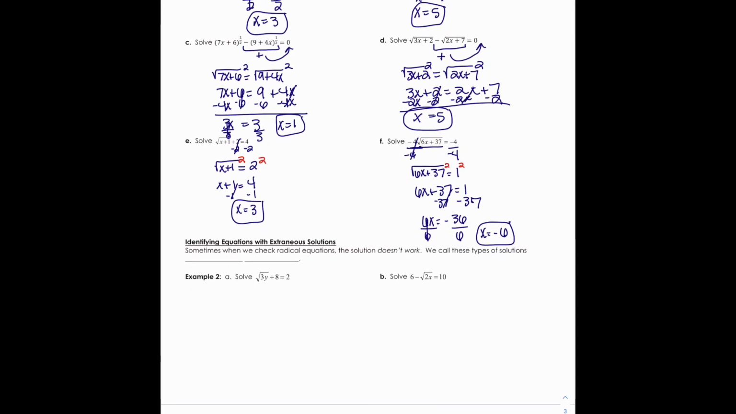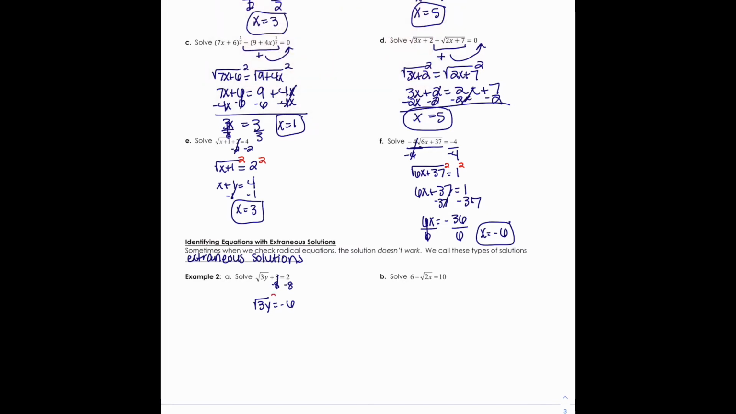So sometimes when we check radical equations, the solution doesn't work. We call these types of solutions extraneous solutions. Okay, so what happens here is if I solve this one, I'm going to move my 8 to the other side because you always want to isolate the radical before you square anything. We'll get the square root of 3y equals -6.